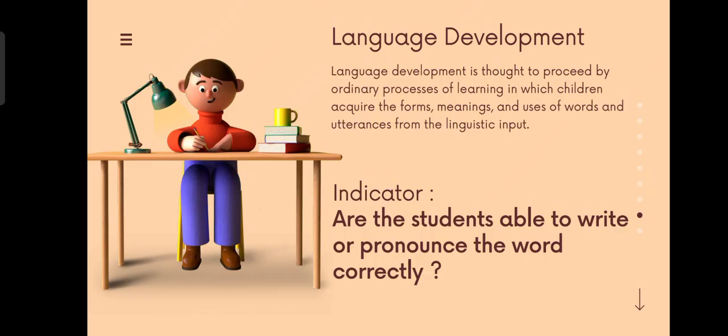And then the next is language development. Language development is the ordinary process of learning in which children acquire the form, meanings, and use of words and utterances from the linguistic input. So the indicator that I made is, are the students able to write or pronounce the words correctly?